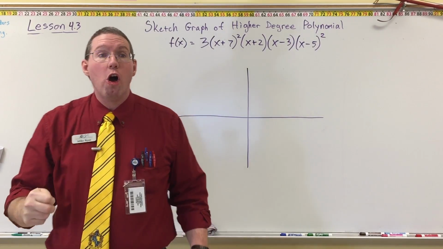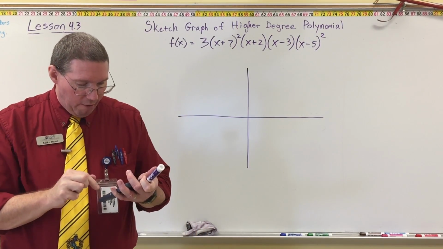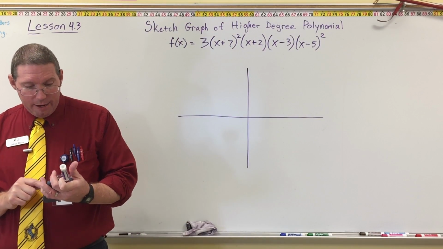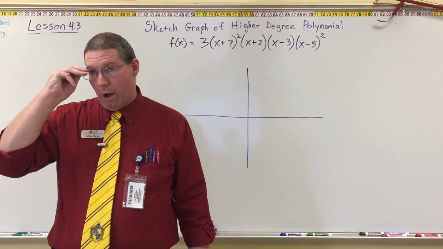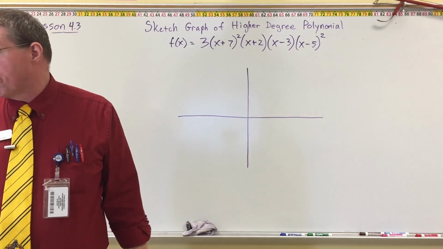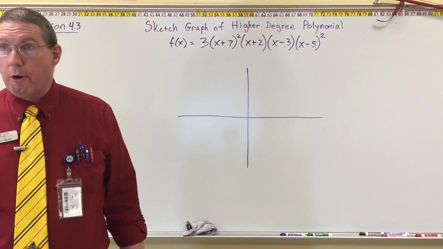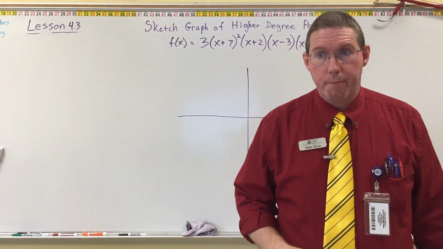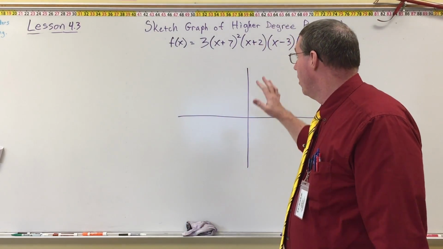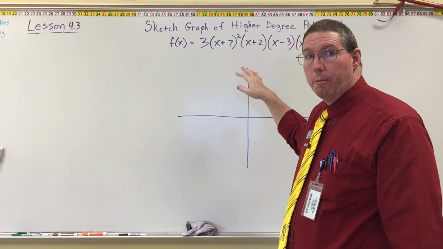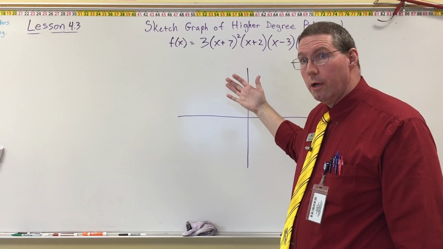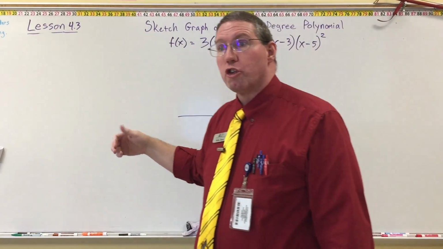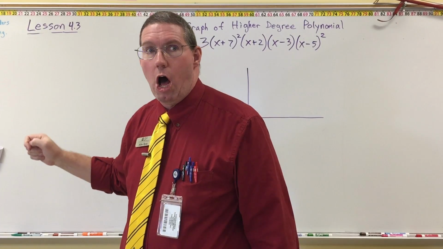It is a long procedure. I have a total of 5 steps, and all of them, except the first one, have multiple lines of procedure, okay? So I want to be clear. I'm about to show you the procedure for sketching the graph of a higher degree polynomial, meaning degree higher than 2, and to write out the procedure is long.